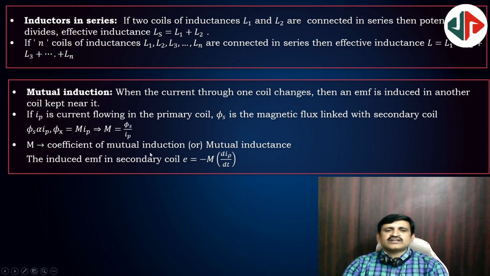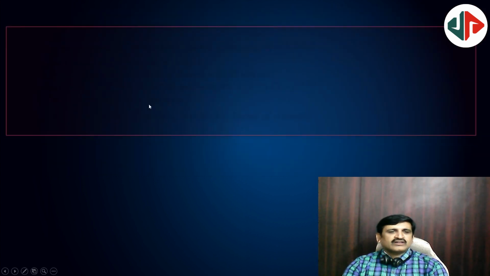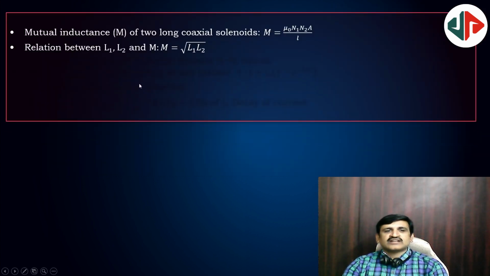The EMF produced in the secondary coil is given by E in the secondary coil equal to minus M into dI_P by dt. This is the current change in the primary coil. The rate of current change in the primary coil causes a proportional EMF in the secondary coil.